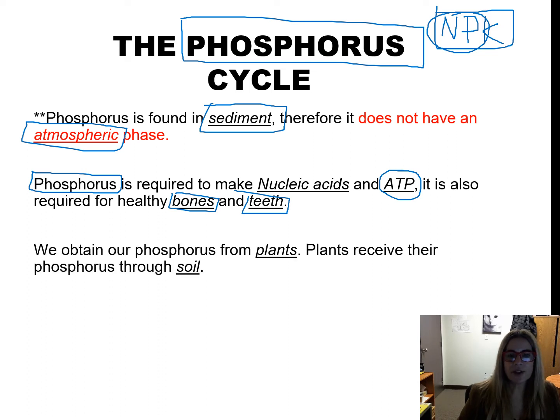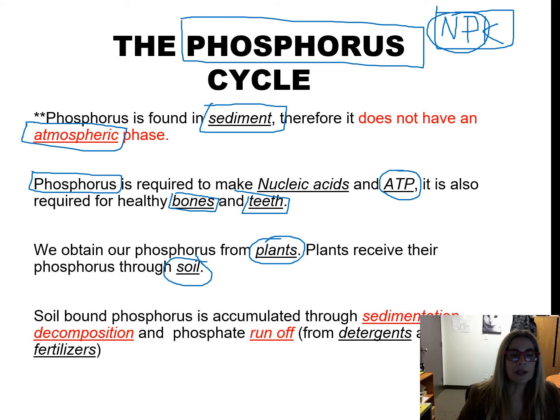We obtain phosphorus from plants, okay, so again, there's no way that organisms can just manufacture their own phosphorus. Plants have to take phosphorus from the soil, and consumers have to get phosphorus from their diet. Okay, so primarily from plant matter. So herbivores, omnivores get phosphorus from eating plant matter. Soil-bound phosphorus is accumulated through a process called sedimentation. So that just means the accumulation of phosphorus in the soil.